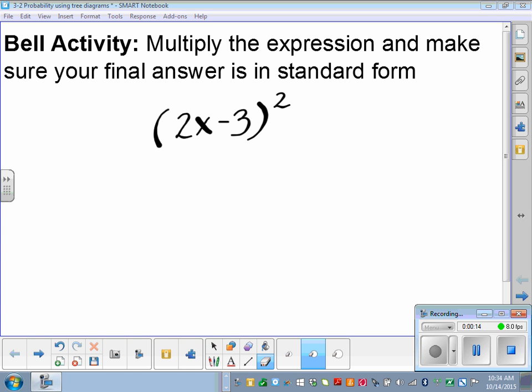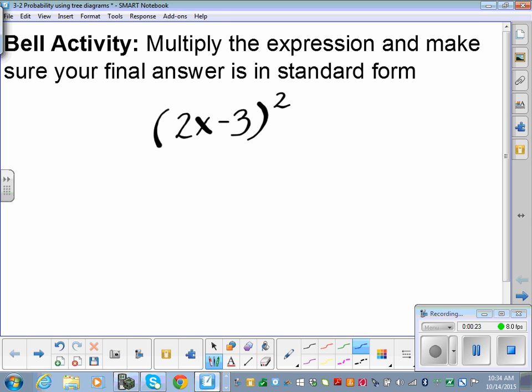Almost every single one of you did not break the forbidden rule. Because of that subtraction sign, we have to rewrite this as 2x minus 3 times 2x minus 3. And then we will do what? You tell me. Double distribute. Very good. So we'll take 2x times 2x, which is 4x squared.